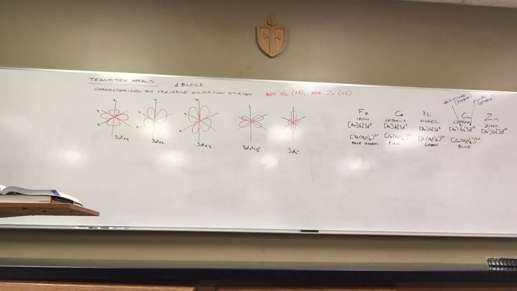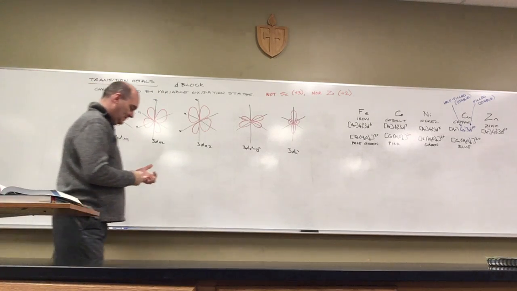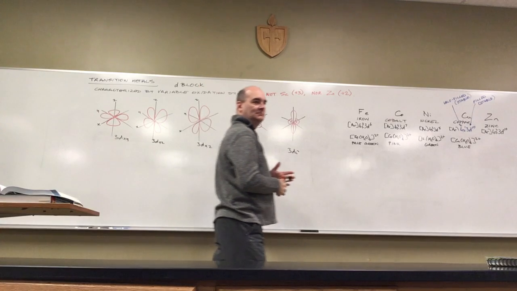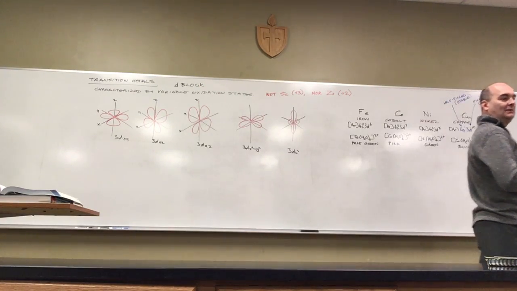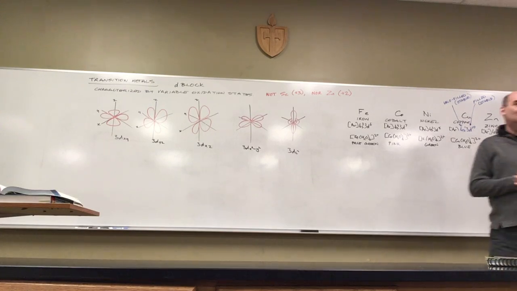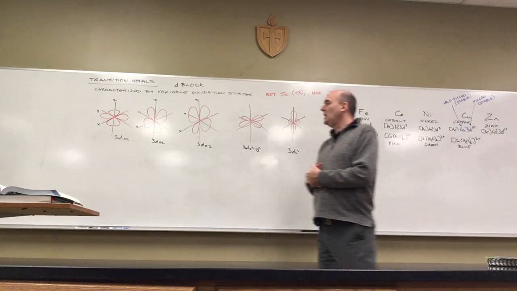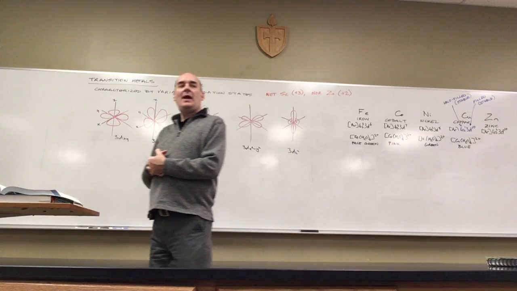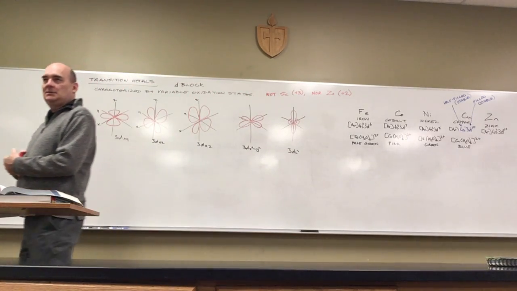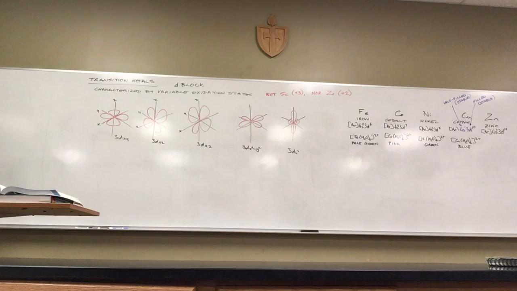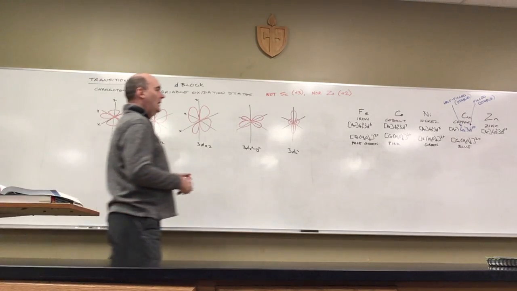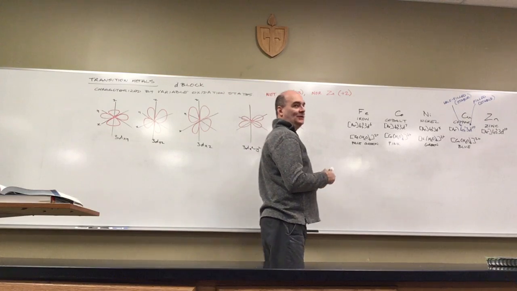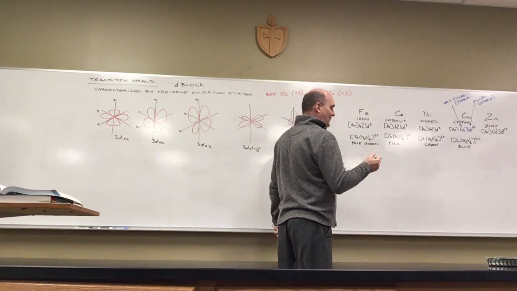Those five orbitals are degenerate. What does that mean? Degenerate. They all have the same energy. They are degenerate when they're empty. When they are empty, they all have the same energy. When they are filled or partly filled, they do not.